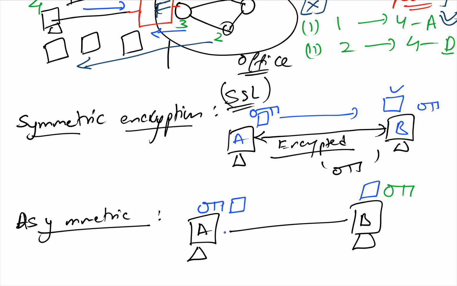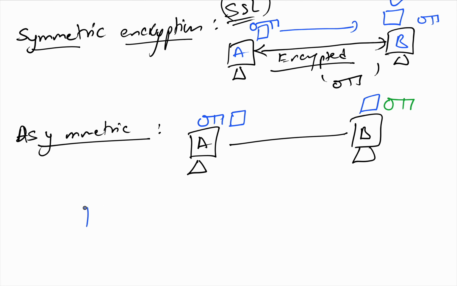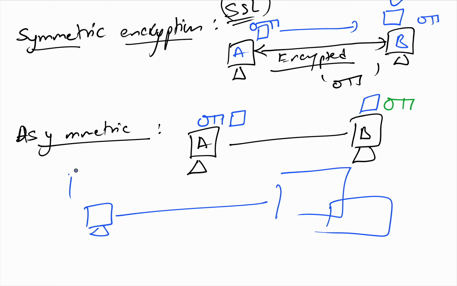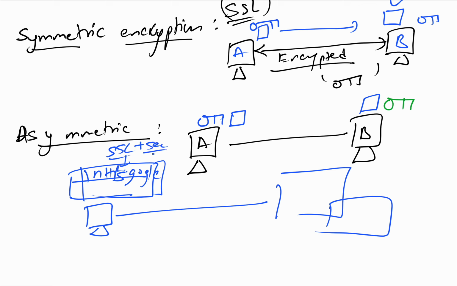Okay, but how does this logic work? How can you use two different keys, right? So basically, it uses two separate keys for encryption and decryption. Usually, for example, you're a user trying to access something from the internet. On your browser, you will see something like HTTPS Google, right? Since it's HTTPS, it means it is encrypted and secure, using SSL. So you are accessing a secure site.